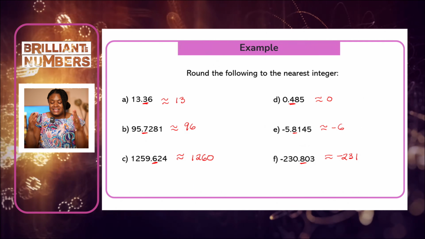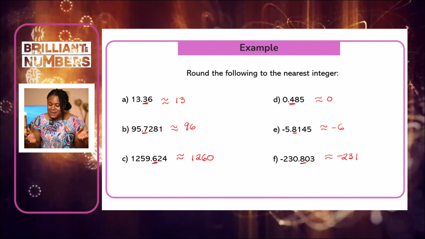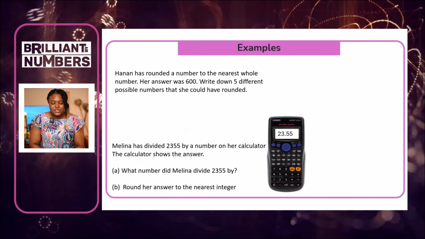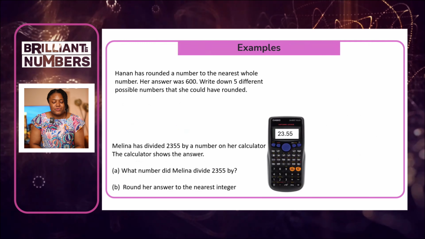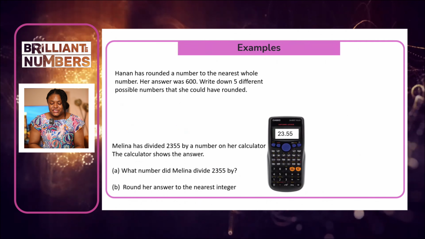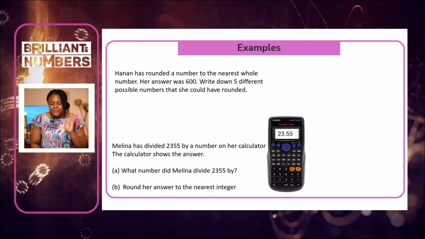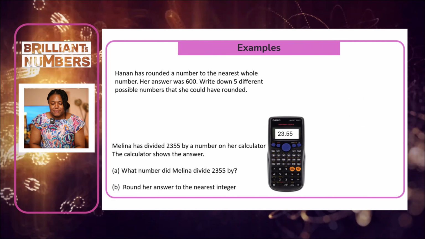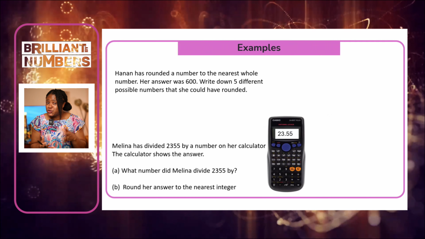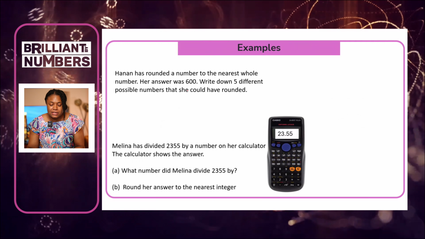So we've practiced 6 questions. We're going to do 2 other questions and then we will summarize. So, in this example, a worded question, we're told that Hanan rounded a number to the nearest whole number. Again, nearest integer. Her answer was 600. Write down 5 different possible numbers that she could have rounded. So we need 5 numbers that when we finish rounding to the nearest integer, the answer is still 600.